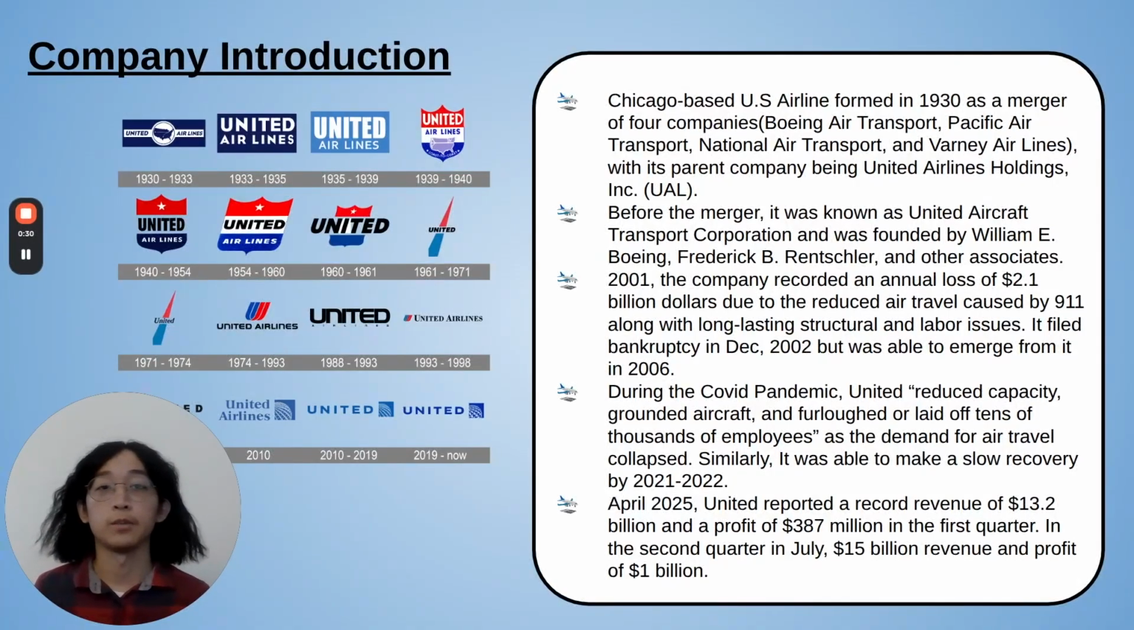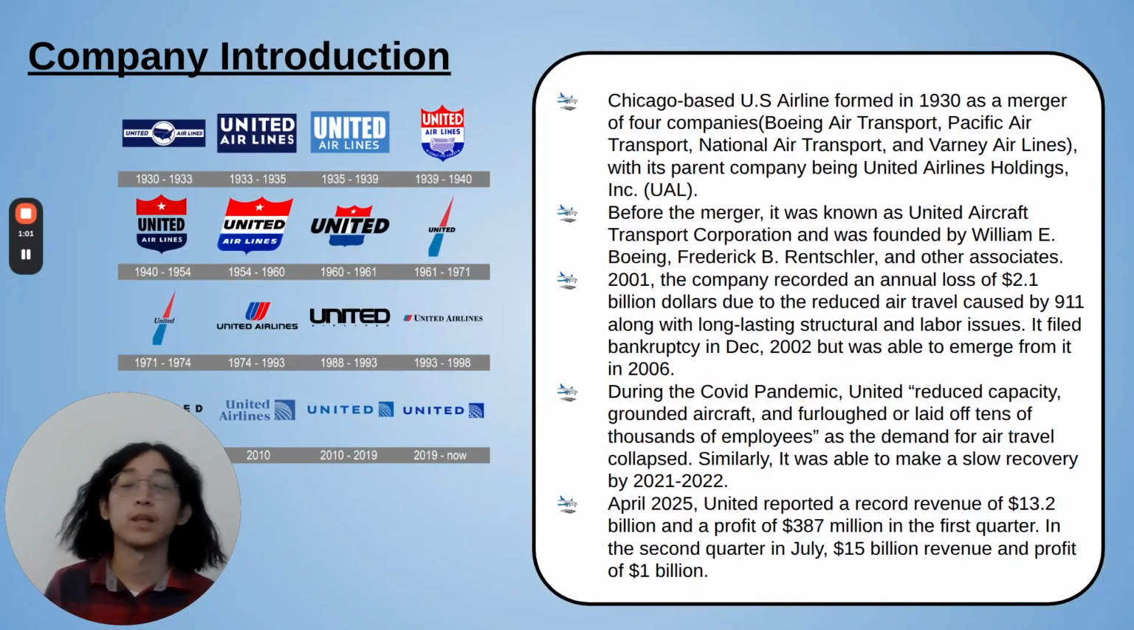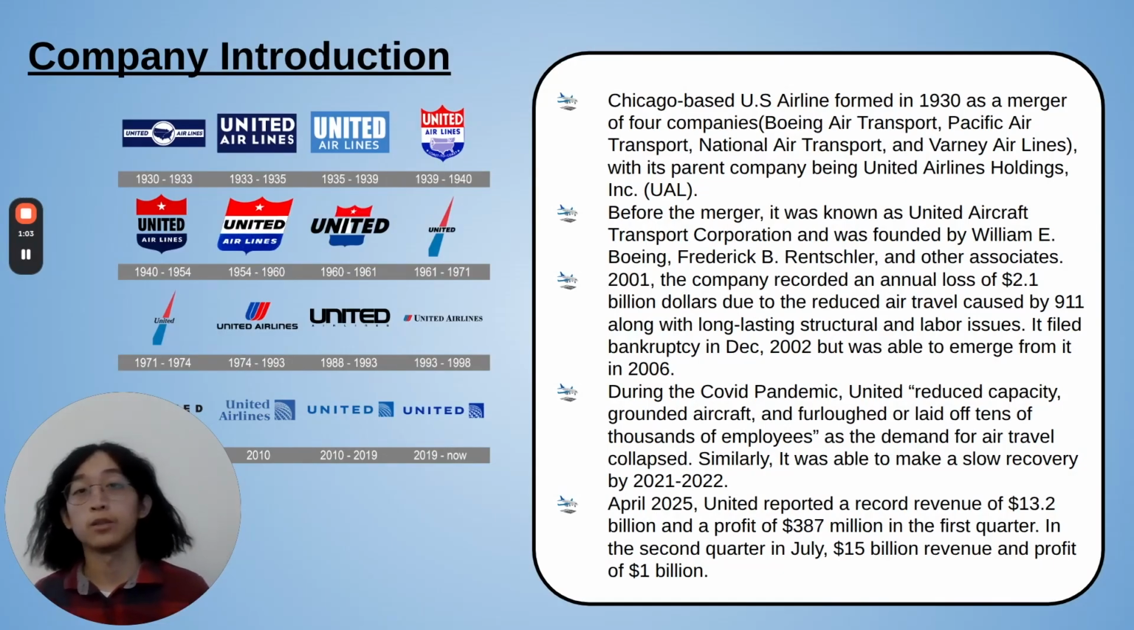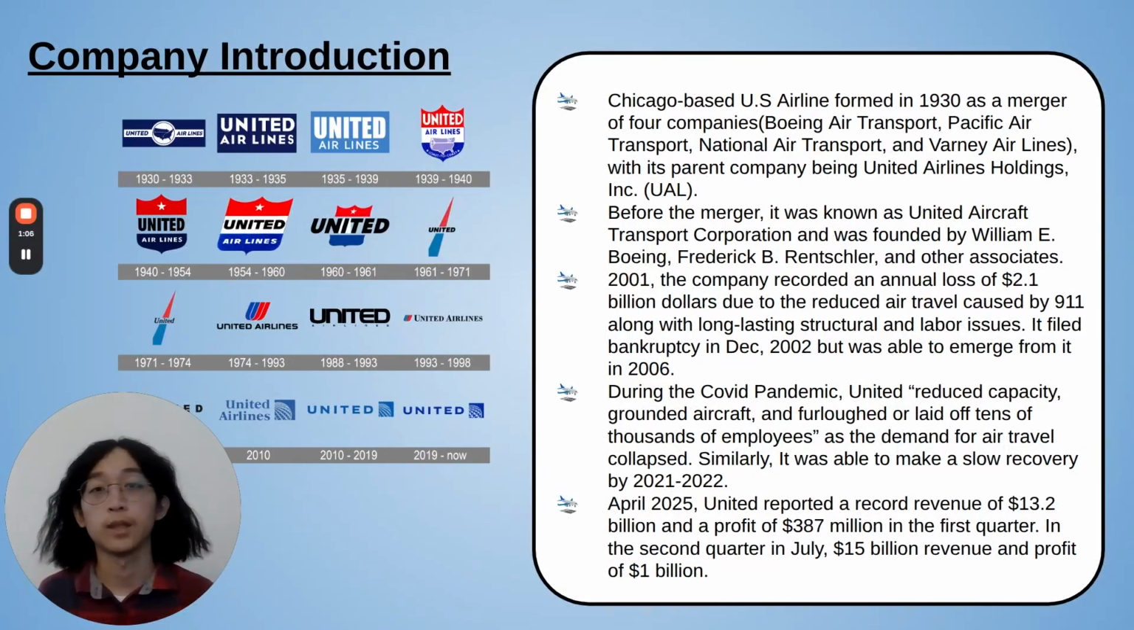But jumping forward in time during 9/11, the company recorded a loss of $2.1 billion, caused by not only a lack of demand, but also long-standing structural issues and labor issues. By December 2002, they ended up filing for bankruptcy, but emerged from it around 2006. Similarly, with the COVID pandemic, United had to reduce capacity, ground aircraft, and lay off tens if not thousands of employees due to the lack of demand. Similarly, it also recovered at around 2021 and 2022.